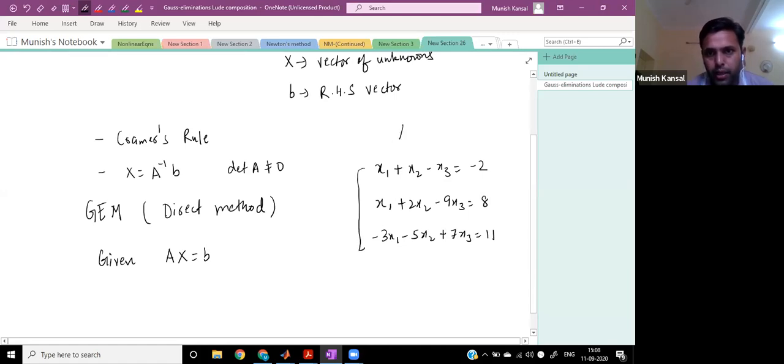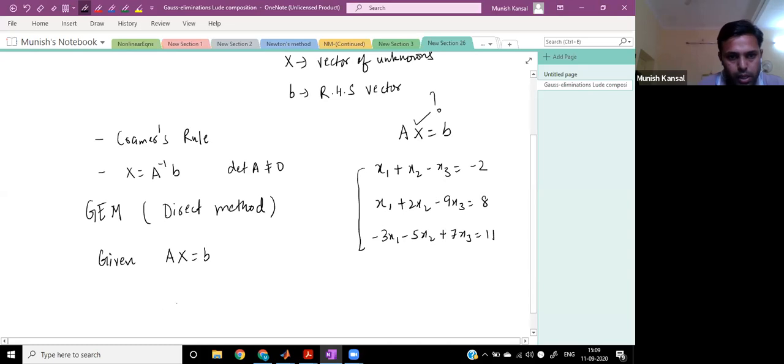So this is a 3 cross 3 system. So I can write it in the matrix notation, Ax is equal to b. So here A is the coefficient matrix, that is 1, 1, minus 1, then 1, 2, minus 9, then minus 3, minus 5, 7. And what is b? b is your right hand side column vector, minus 2, 8, 11. And what is x? x is the vector of unknowns, that is x1, x2, and x3. So the idea is to find out the solution vector x with the help of Gauss elimination, right?